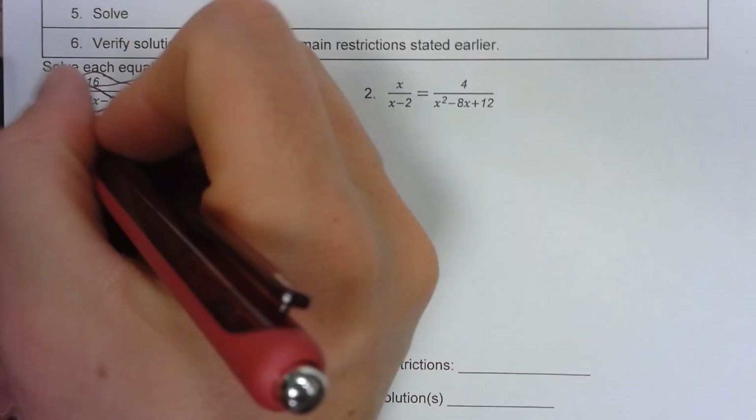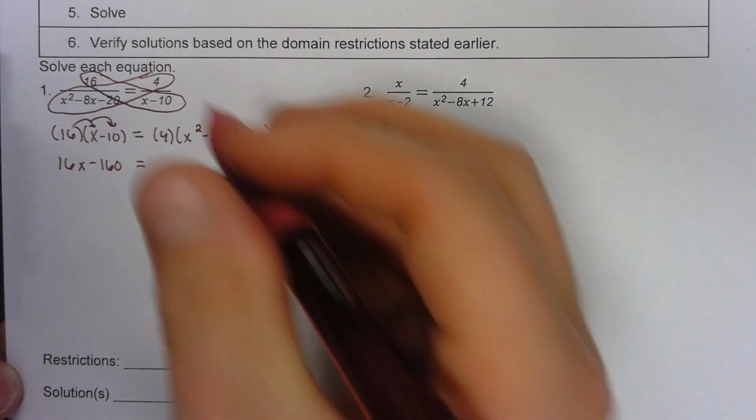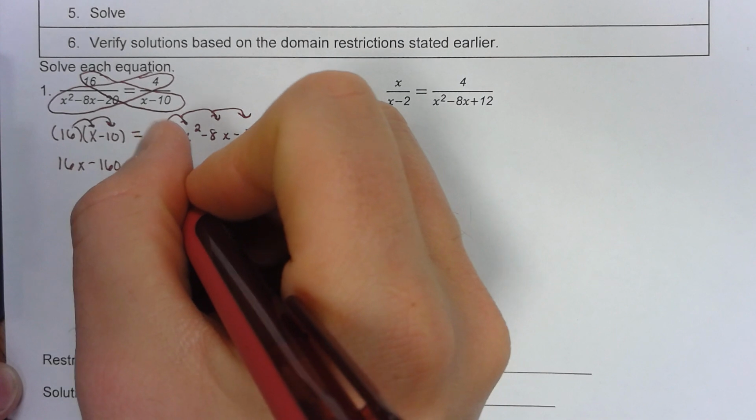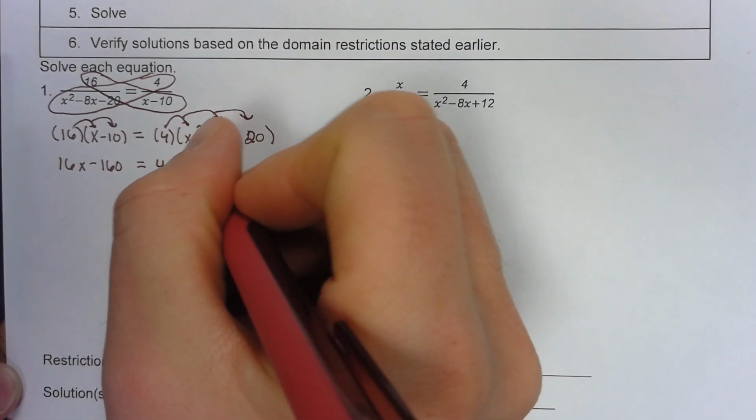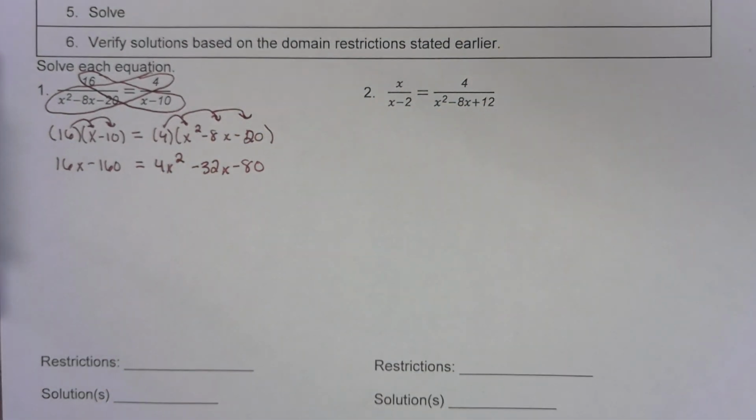And then I can distribute this 16, making it 16x minus 160. And then it equals, I'm going to distribute this 4, making that 4x squared minus 32x minus 80. This kind of equation, okay, because now we've gotten rid of the rational part, right? It's not a fraction anymore.